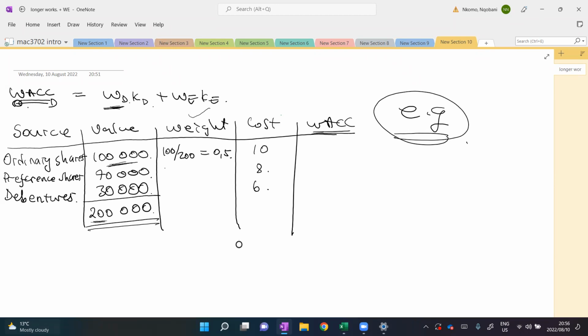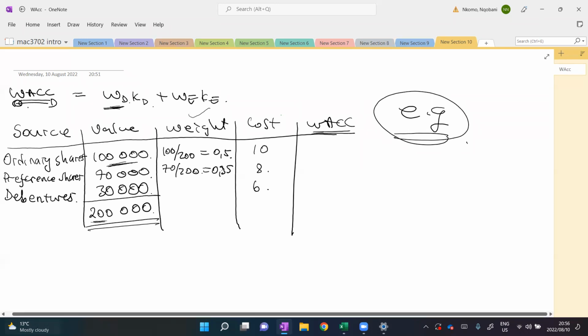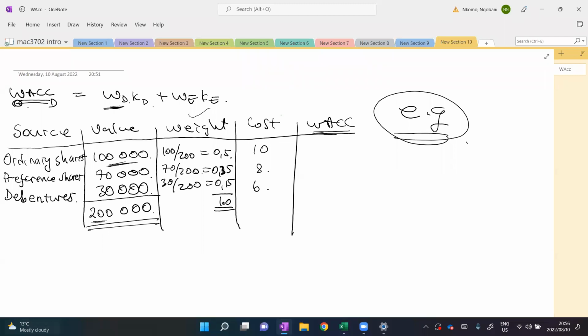Then the preference shares will be 70 over 200. 70 divided by 200 is 0.35. Okay, and then debentures will be 30 over 200. 30 divided by 200 is 0.15. If you add them together, they should give you 100%. Is that so? 0.15 plus 0.35 plus 0.5, getting 1.